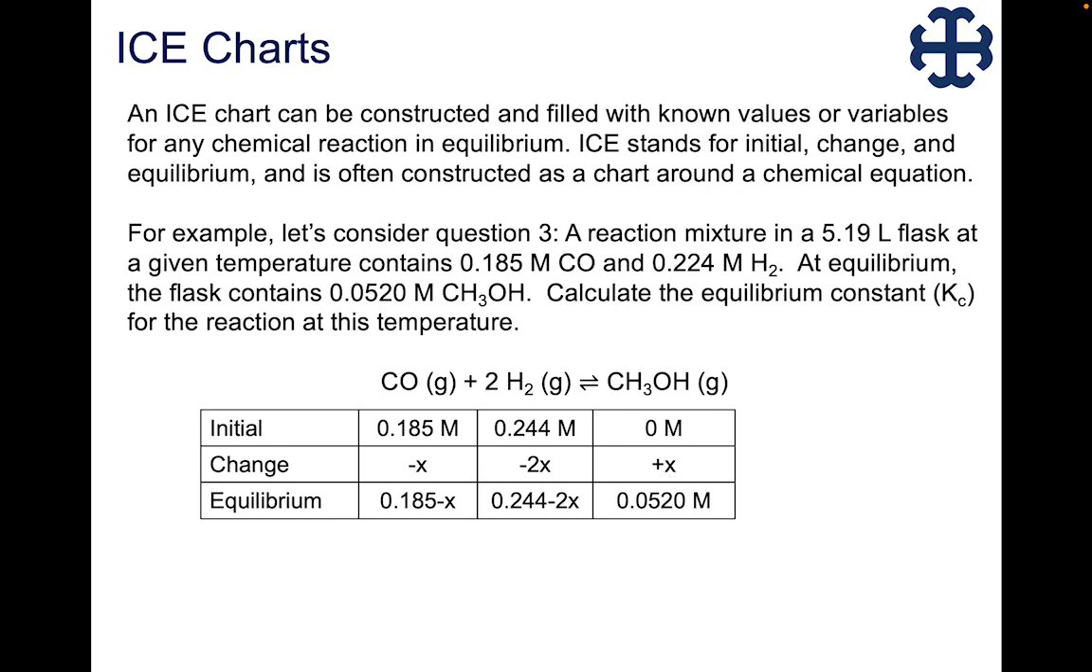And then for our equilibrium concentrations, whatever you fill in to this row just ends up being a combination of your first two cells. So for carbon monoxide, we have 0.185 minus x. We combine that. We have 0.224 minus 2x for hydrogen. And then we're given this 0.0520 molar as a part of our information in the question. From all that, we can make our ICE chart, and then we can solve for K from here. And we'll actually do that to start class.